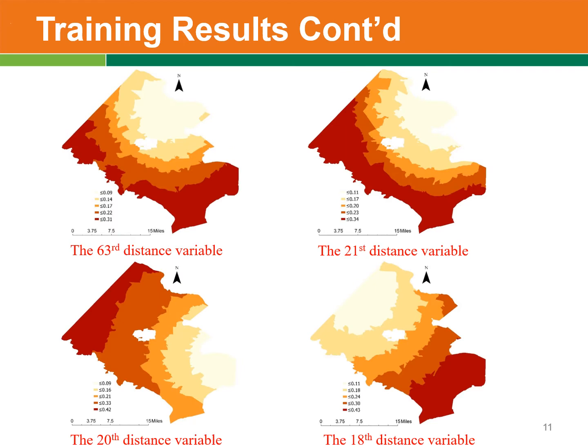These four maps portray the four most important distance variables, the 63rd, 21st, 20th, and 18th distance variables, each of them displaying prominent clusters. The top two are highly likely to capture the hotspots that we observed in the northeast areas, and the 20th is highly likely to capture the cold spots in the south areas, and then the 18th may explain the cold spots in the north areas.